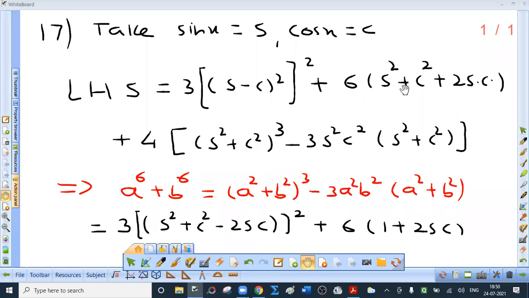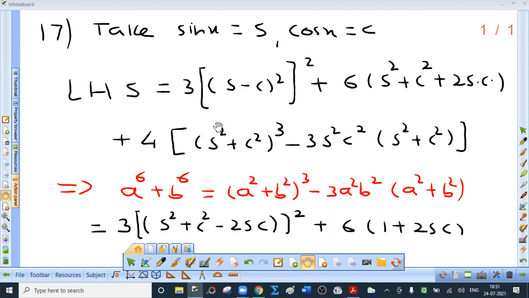Sum number 17. Prove that 3 into 4th power of sine minus cos plus 6 into square of sine plus cos plus 4 sine raised to 6 plus cos raised to 6 is 13. Actually, in exam, please don't write like this. You are supposed to write sin x every time. But here I have written take sin x equal to s and cos x equal to c. So 4th power means what? Square of square. Now this last part is important.